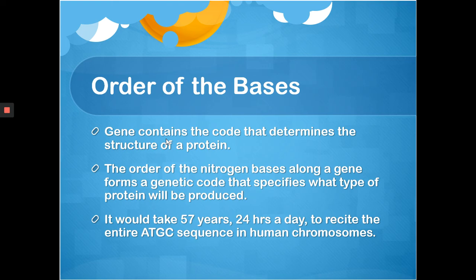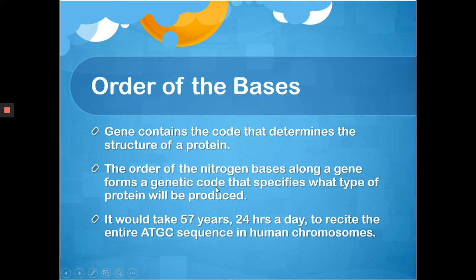So this codon, whether it be CCT, AGC, whatever the order of those 3 base pairs are, determines which amino acid gets made. And these amino acids all link together to make specific proteins. So again, the order of the nitrogen bases along a gene forms the genetic code and specifies what type of protein will be produced.